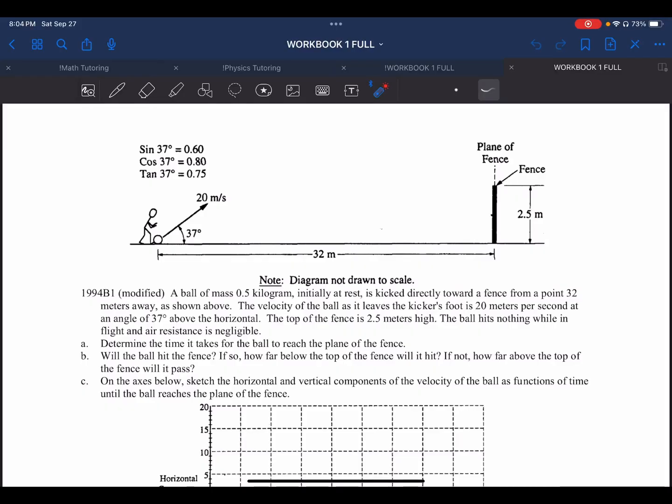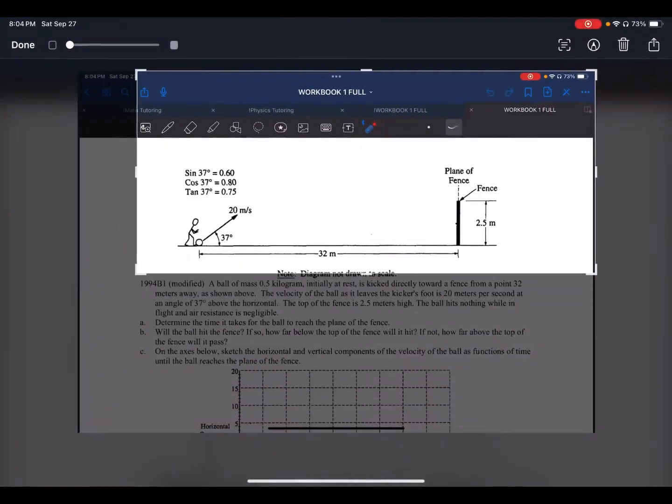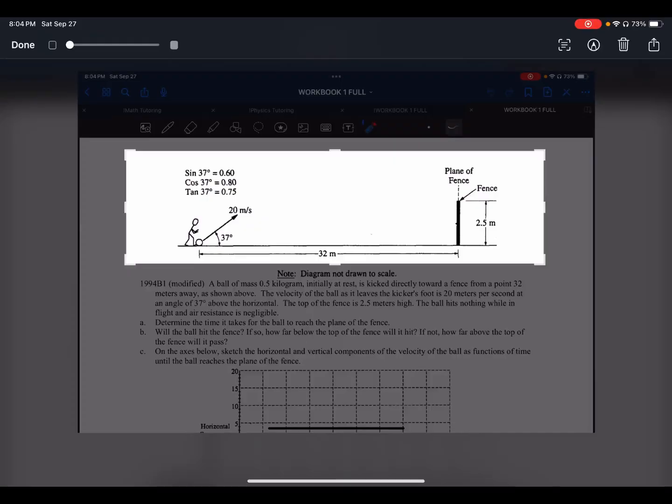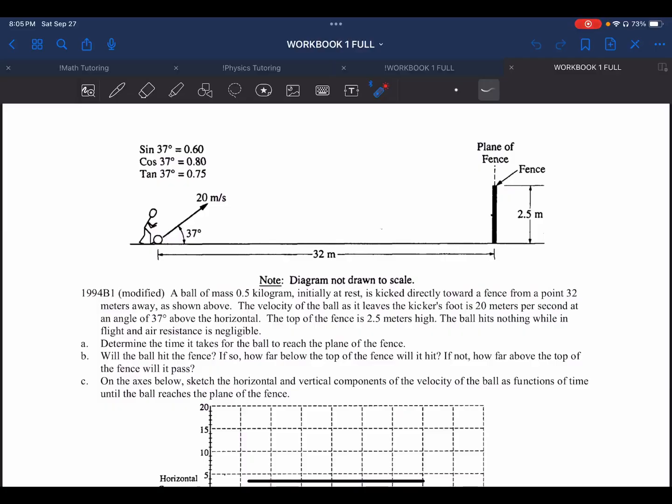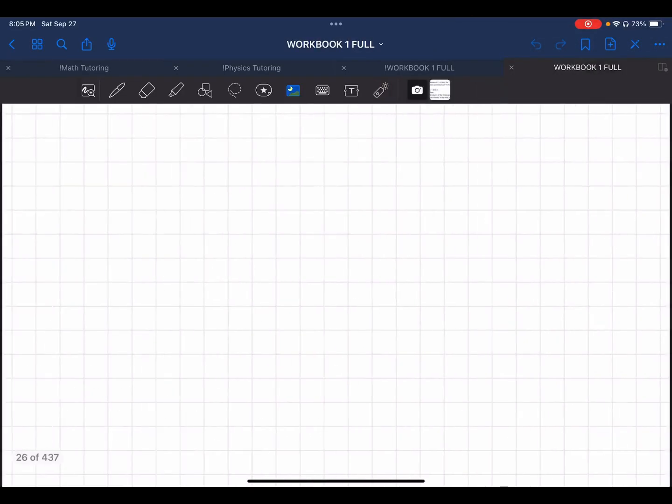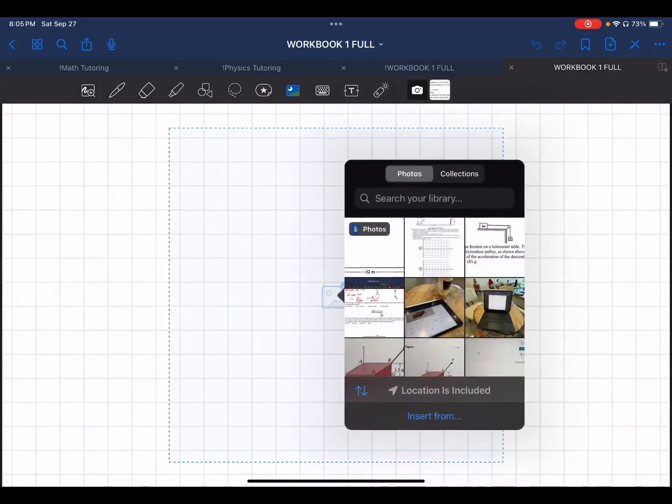Okay, so it says A, determine the time it takes for the ball to reach the plane of the fence. And then B, will it hit the fence? If so, how far below the top? Okay, so let's see. This is the problem. Let me take a screenshot so I can put it on the next page. Okay, cool, there you go.